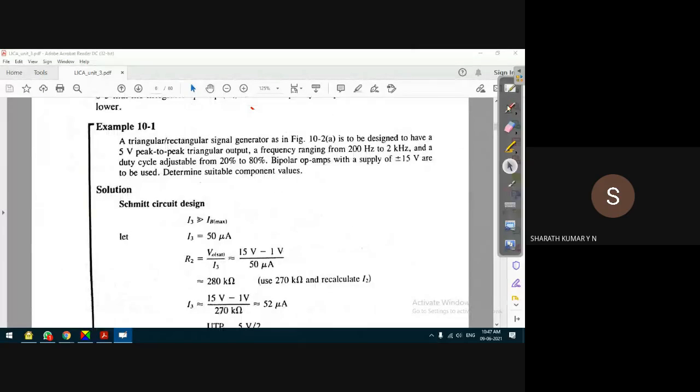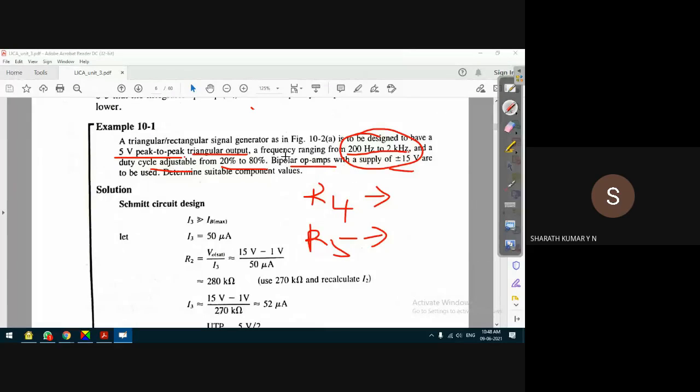A design of a signal generator for a 5-volt peak-to-peak triangular output voltage and a frequency ranging from 200 Hz to 2 kHz. That is R4. R4 variation will vary the frequency from 200 Hz to 2 kHz, and duty cycle adjustment R5 from 20% to 80%, for a given lowest frequency. Bipolar op-amps with a supply of plus or minus 50 volts. Bipolar op-amps means BJT op-amp. Let us say 741. Nowadays there are even better op-amps available, no doubt.